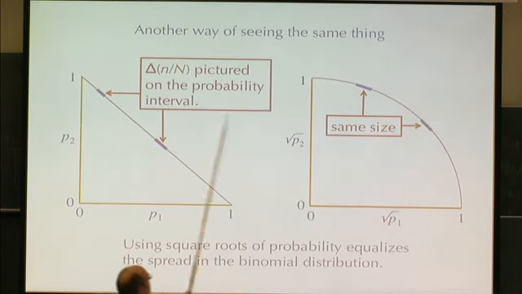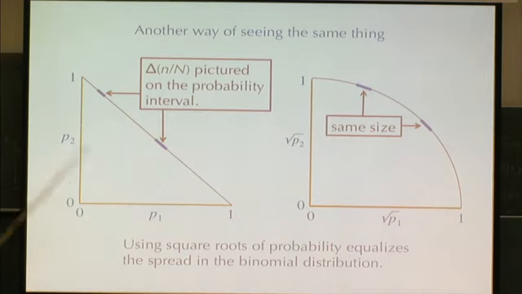Another way of seeing the same thing is here are the probabilities, say, of heads and tails. These are the possible pairs of probabilities. And if you picture the same delta of the frequency of occurrence of heads, just picture it on the probability interval. In the middle, it's big. Towards the ends, it's smaller.